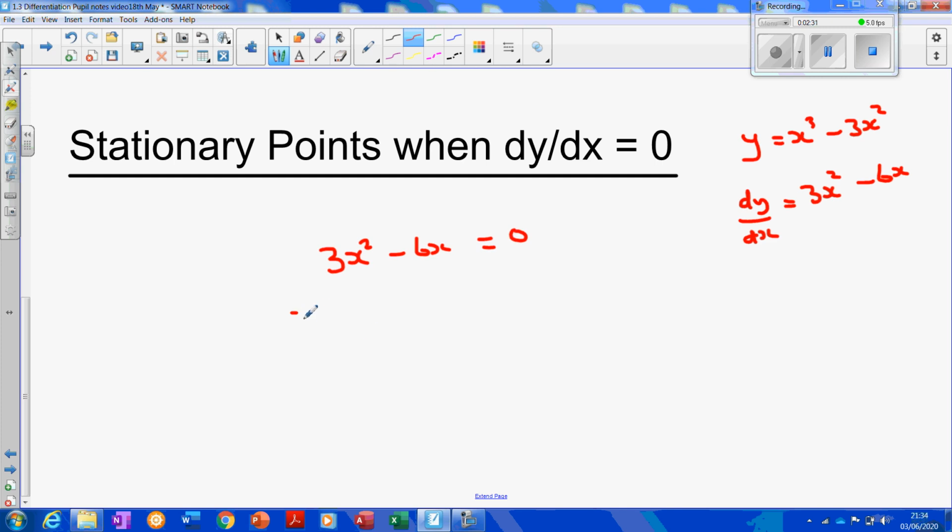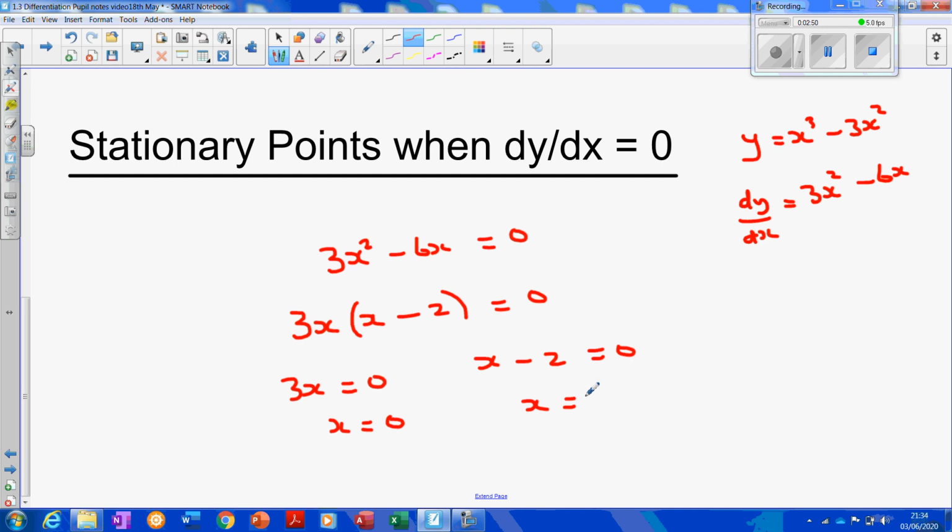Highest common factor is 3x, so that leaves x minus 2 in the bracket. Right, so either 3x equals 0 or x minus 2 equals 0. If 3 times x is 0, then x must be equal to 0 divided by 3, which is still 0. Add 2 onto both sides, so x is equal to 2. So we've got two stationary points on this curve. We've got the point 0 something, and I know 0, 0 lies on that curve. So I've got the point 0, 0. And the other point I have is the point 2 something.